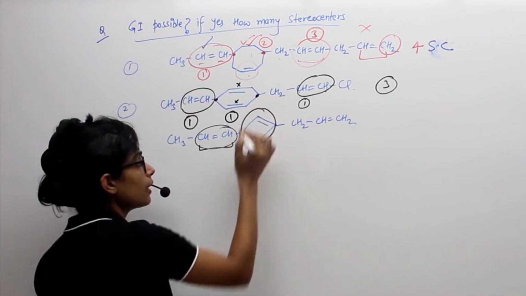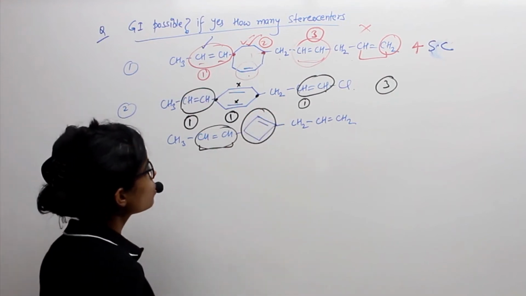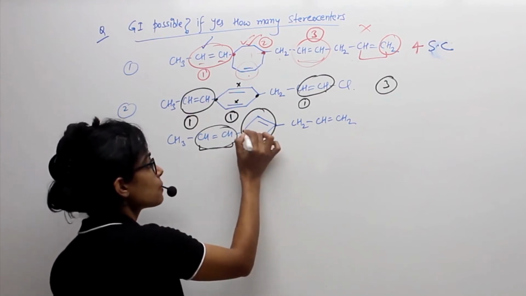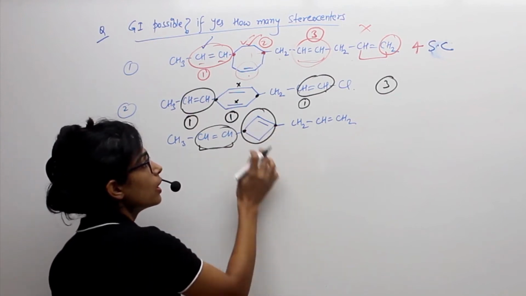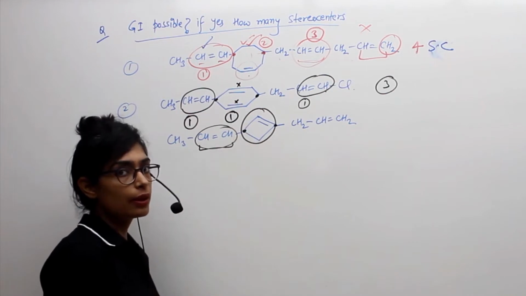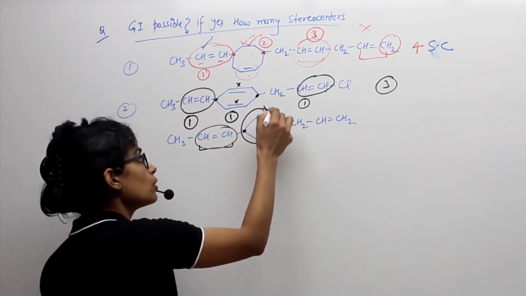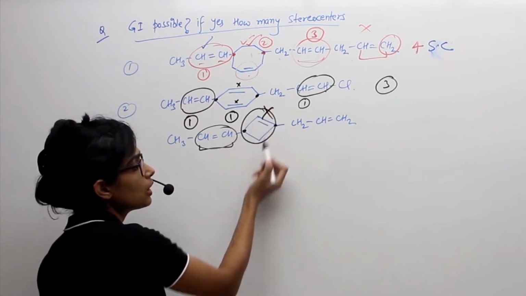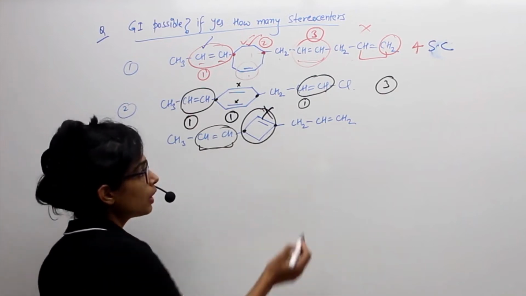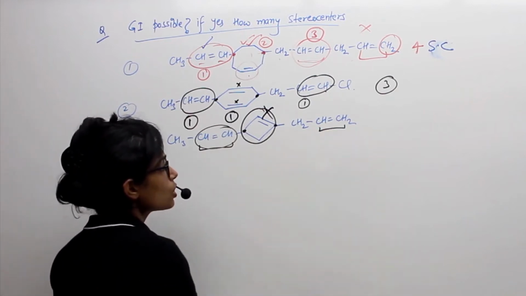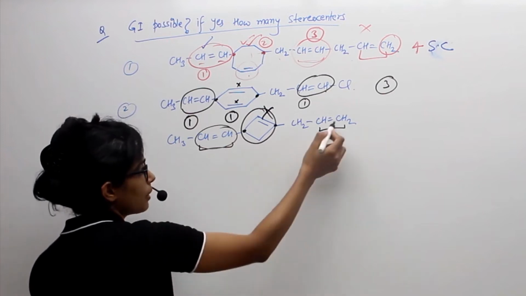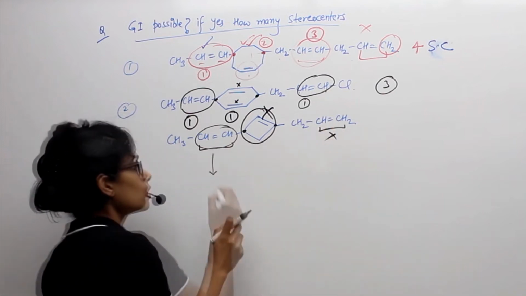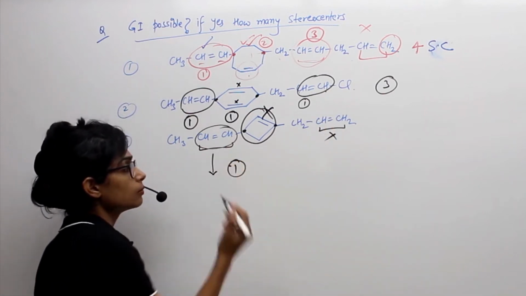Then will this cyclic ring show GI? No. This is an sp3 hybridized carbon and this is sp2. A double bond inside the ring, anything smaller than 8, will anyway not show GI. So this ring also will not show GI because one is an sp3 carbon and another is an sp2 carbon. The next is, will this show GI? No. Why? Because this carbon has 2 same groups attached. So only 1 stereo center in this chain.